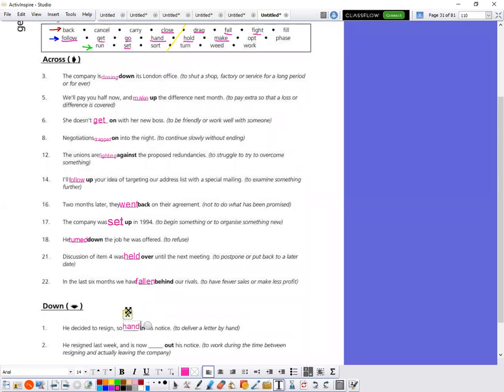Handed. Of course it's in the past, so it will be in the past with ed. So we add ed: to be handed in.